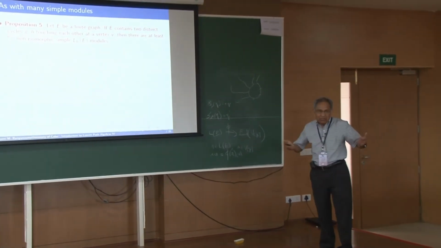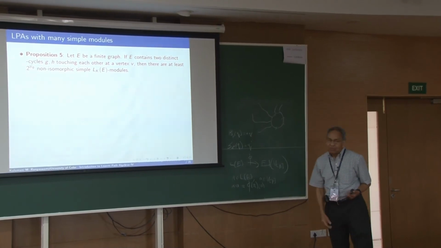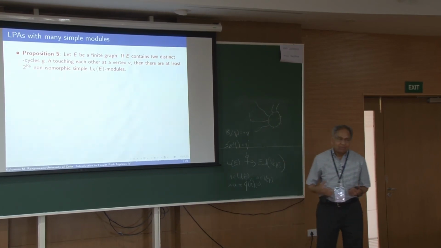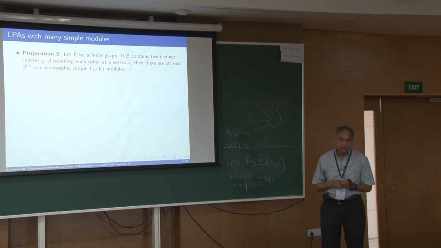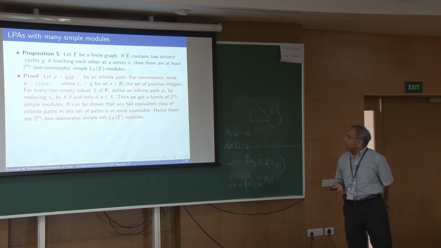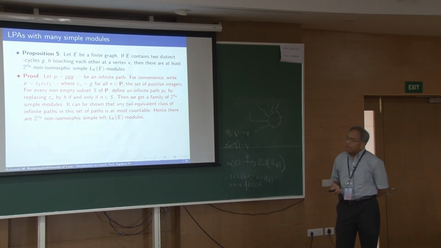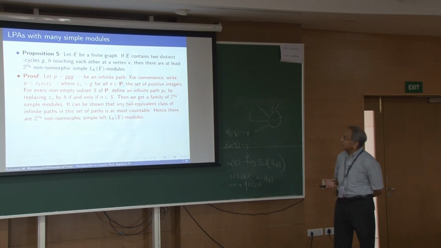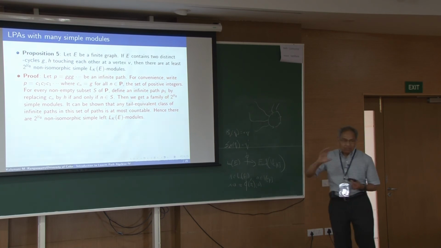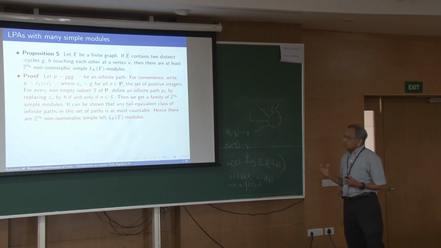And if you want to generate lots of non-isomorphic irreducible representations of a simple module, there is one way. If you have 2 cycles and they touch, then, like the example said, you would get, even if the graph is finite, 2 to the aleph-naught non-isomorphic representations. Basically, just a quick argument. Suppose we have 2 cycles, G and H, that have a common vertex, B. Then you look at the infinite rational path P, which is G repeated itself. And I want to construct, just by manipulating P, 2 to the power of aleph-naught many paths which are not equivalent to P.